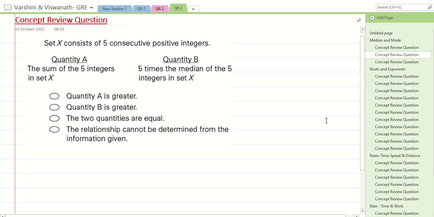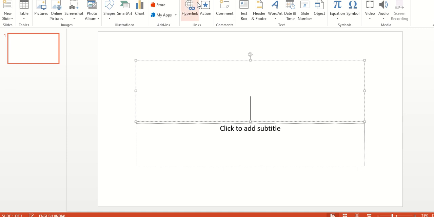So let's discuss the new topic for the day, and the topic is median and mode, right? These two topics I think you should understand. I mean, I think you know this topic. How do you define the median? Tell me.